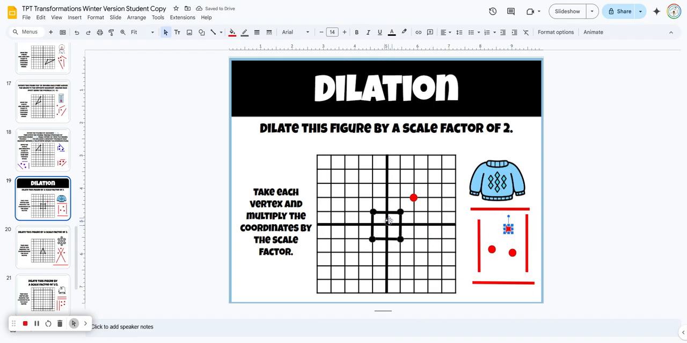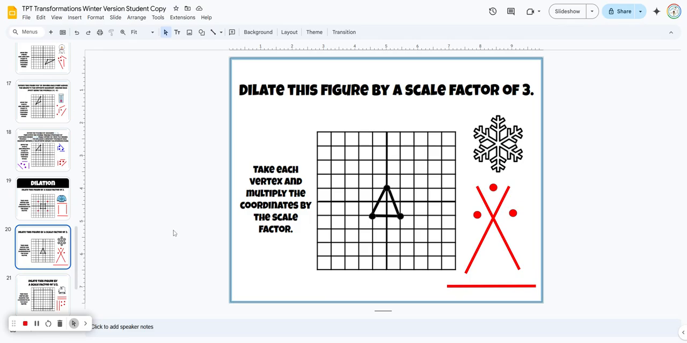Negative 1, 1 will be negative 2, 2. And then so on. We're going to place all of the points by multiplying the coordinates by 2, and then just use these lines, click and hold, and move them into place to show this figure dilated by a scale factor of 2. Then we have a triangle shape.